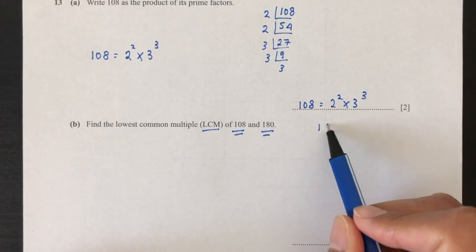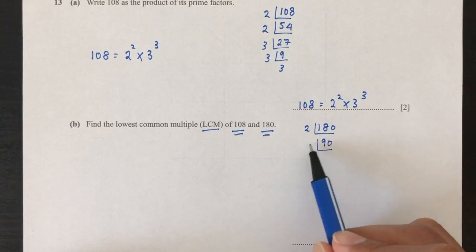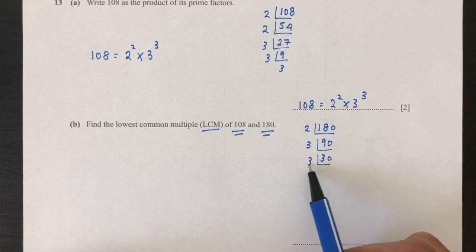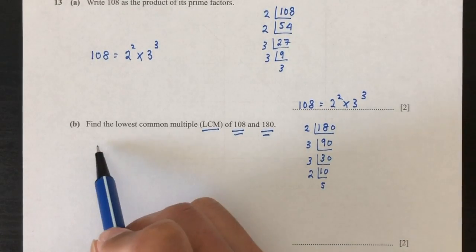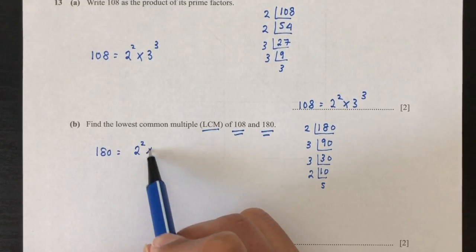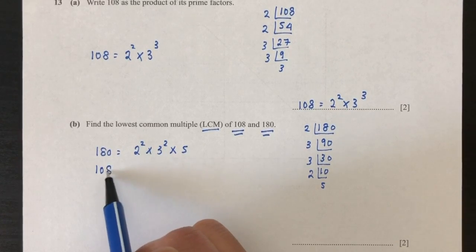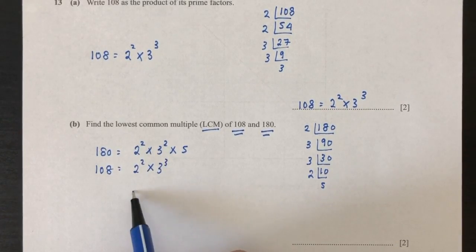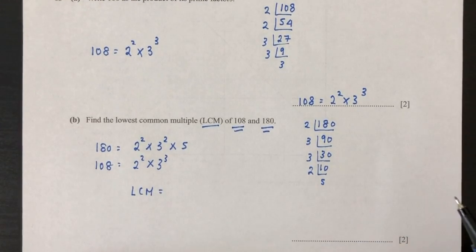So what is the factors of 180? Divide by 2, you will have 90. Divide by 3, you will have 30. Divide by 3, you will have 10. Divide by 2, you will have 5. So basically 180 is equal to 2 power 2 times 3 power 2 and times 5. And 108, it is 2 power 2 times 3 power 3. So the LCM is basically trying to find which one has the most.